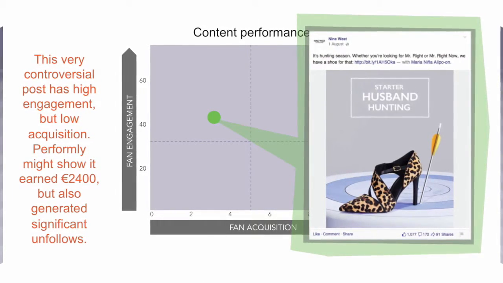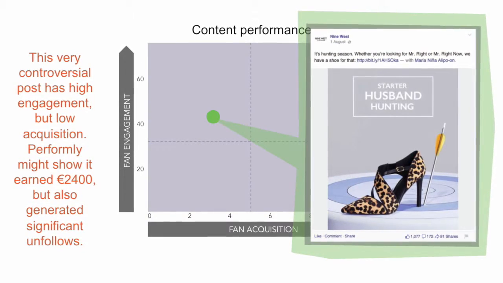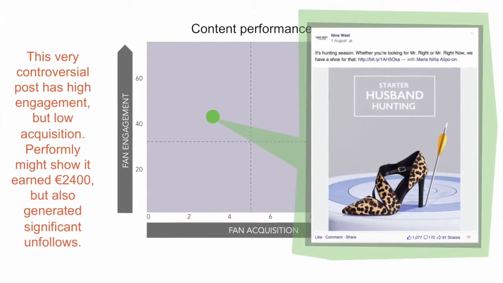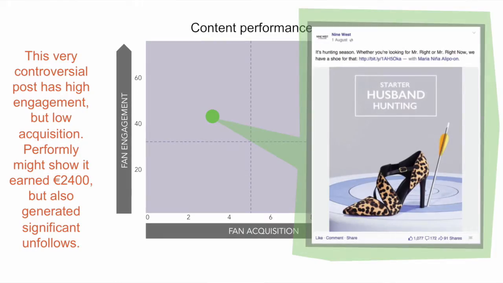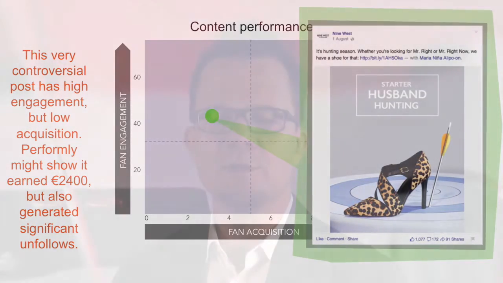But Performly would evaluate this and give this a 2,400 euro value in earned media, because the engagement is high and the fan acquisition is fairly low still. And so you might have figured it out already. If you post something on Facebook and you look at how it performs in Performly, you want to be in the upper right quadrant, in the upper right corner.